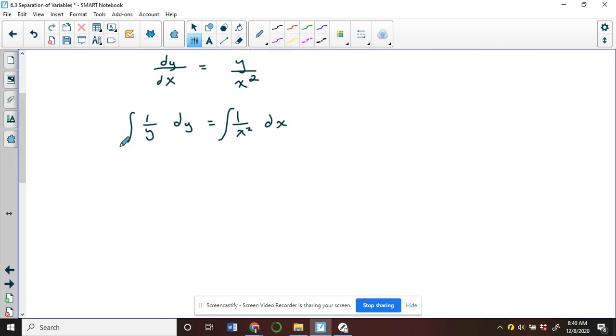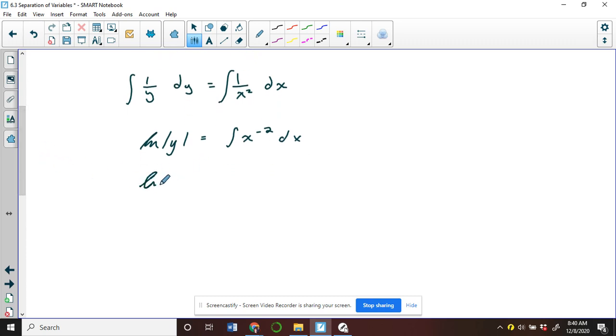The integral of 1 over y is the natural log of the absolute value of y. To integrate 1 over x squared, that's a general power rule, so we do need to make this a negative exponent and integrate it that way. Therefore, the integral of x to the negative 2 is negative 1 over x plus c. Cannot forget that constant of integration.